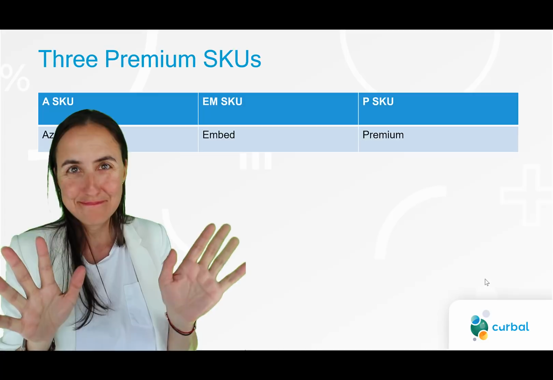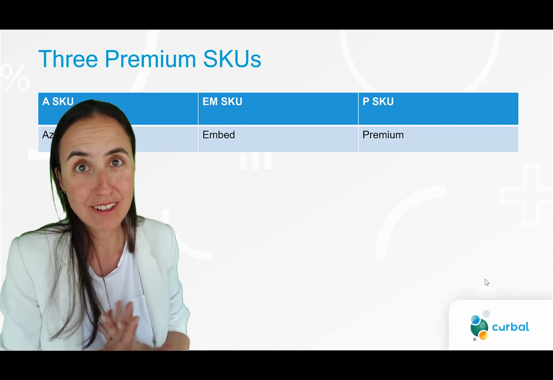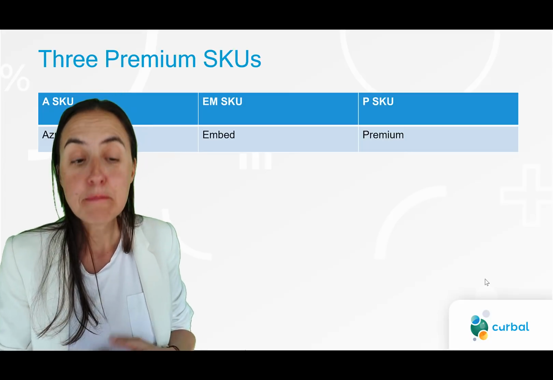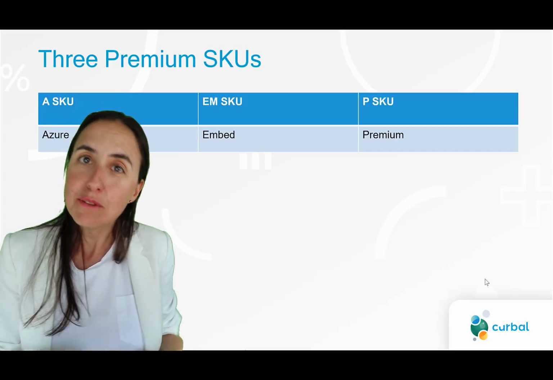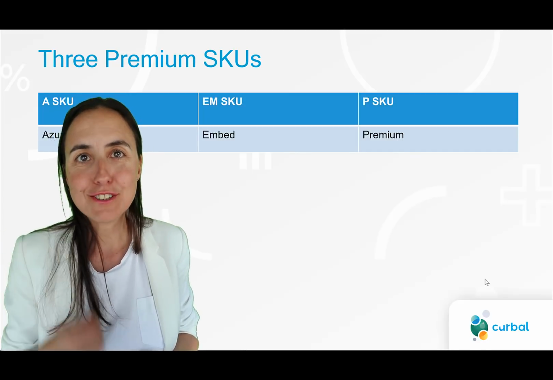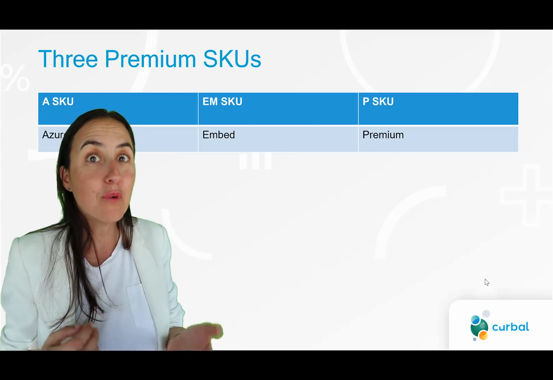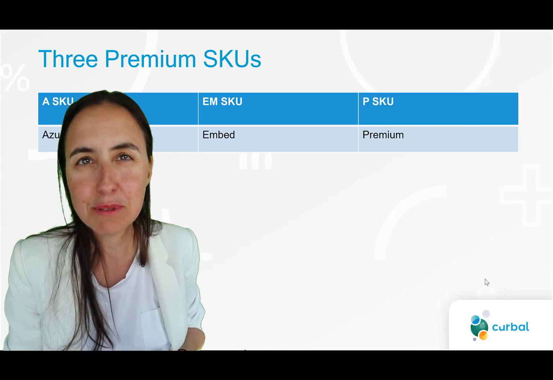So it has a meaning. A stands for Azure SKU, EM stands for embedded, and P stands for premium. And that is the one that we always refer to when we talk about Power BI Premium, the P licensing model. There are more, you have the EM and A. So what is the difference between them?